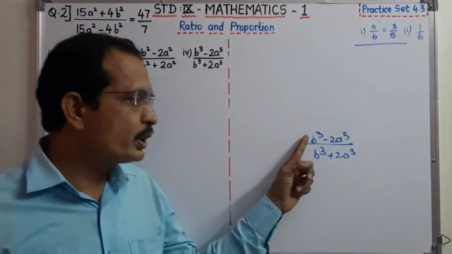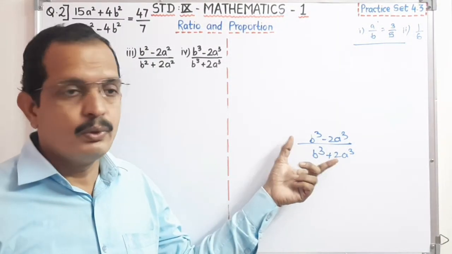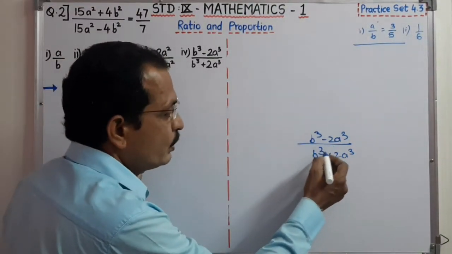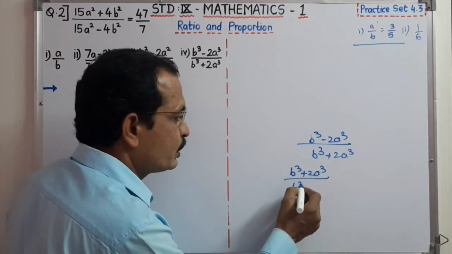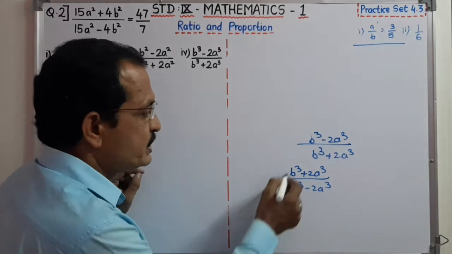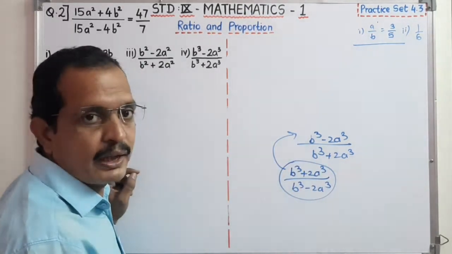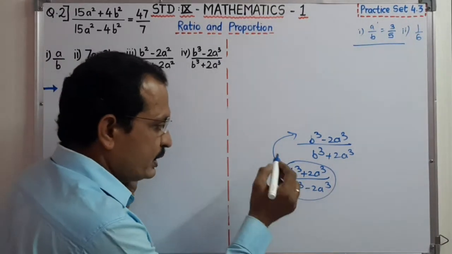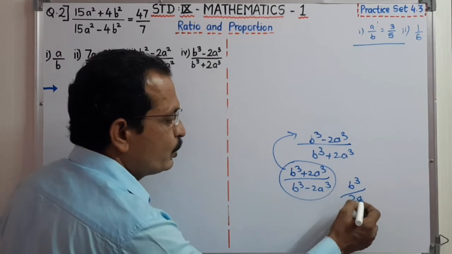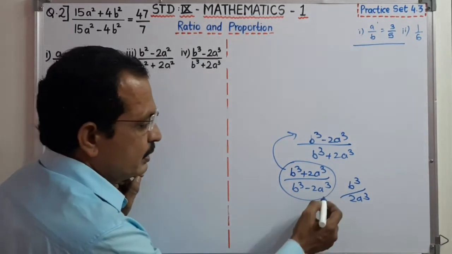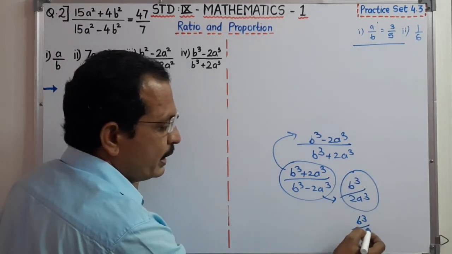In this case also, for finding this we have to do invertendo. But what we invertendo here is b cube plus 2a cube upon b cube minus 2a cube. That means if we get this, then we can find the value of this by invertendo. For this, on which ratio? It is b cube upon 2a cube. Same thing. Then, dear student, we required b cube upon a cube.